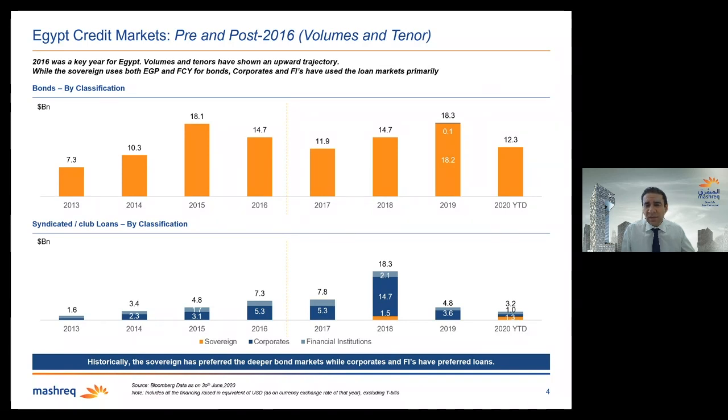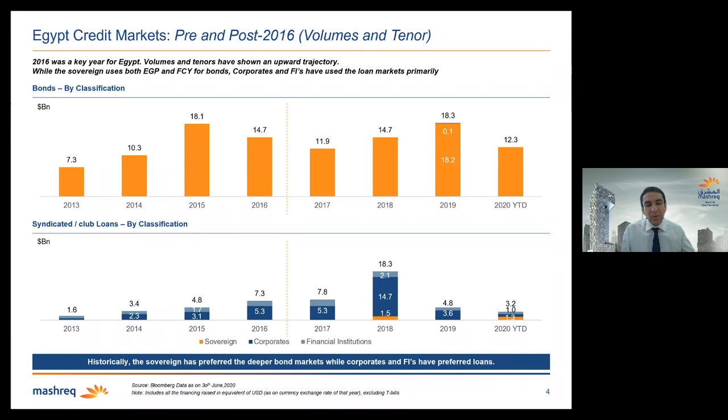And so starting from 2016, we see a nice trend of volumes picking up. The upper chart shows the bonds, and we can clearly see 17, 18, 19 volume of bonds picking up. For example, in 2019, Egypt was the largest issuer in Africa. 40% of African issuances came from Egypt. Also, the other key point to note is the longer tenors. In 2019, for example, Egypt issued its first 40-year bond, and that was oversubscribed.